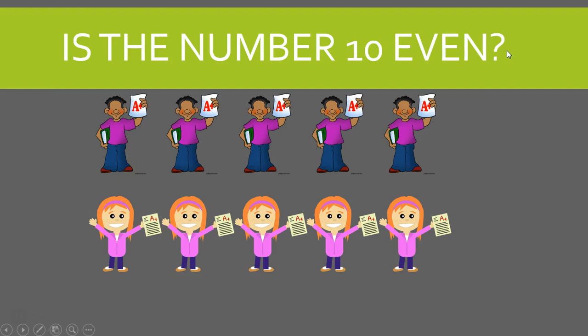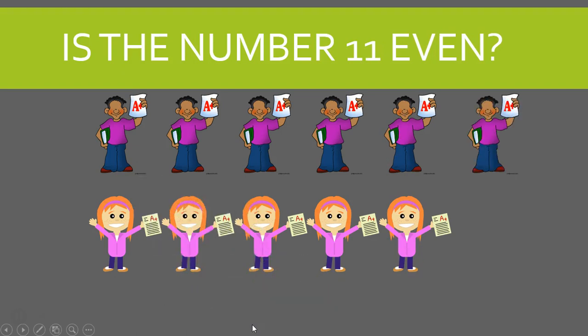How about the number 10? Is the number 10 an even number? I've got 10 students here. Do they all have a partner? Let's look and see. These two have a partner, these two have a partner, these guys do, these two, and these guys do. So everybody has a partner. That means that number 10 is an even number.